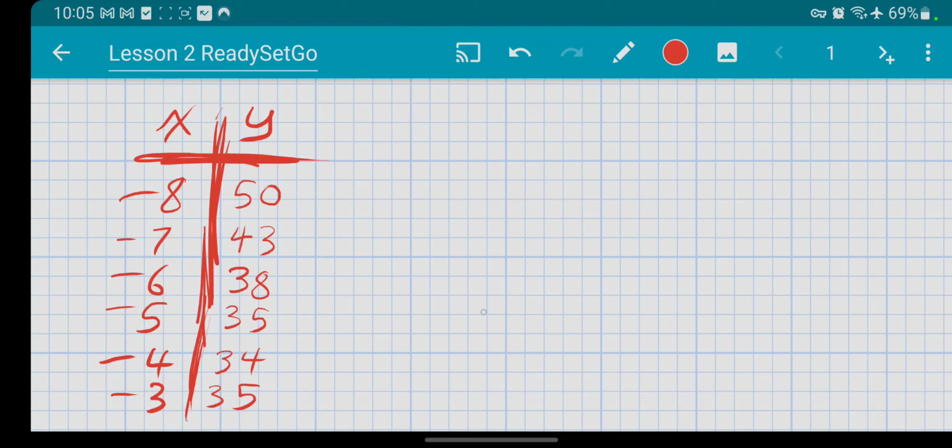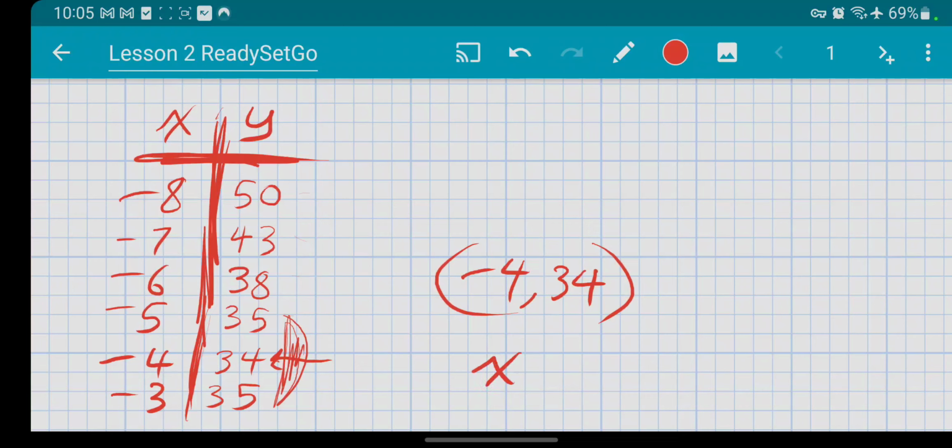So you look at the outputs: 50, 43, 38, 35, 34, 35. Hey, the turnaround is right here. So there's the symmetry, there's the mirror image, so the vertex is at -4, 34. The line of symmetry is at x equals -4. Wait, is it going up? Let's see, it's going down, then it goes back up, 34, 35. So that's a minimum. The vertex is a minimum.